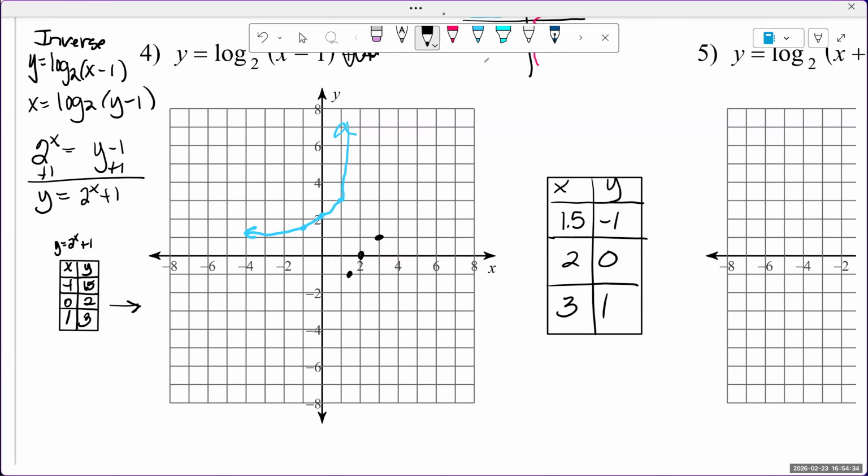So here we go. Instead of hugging the y-axis, it's going to hug the x-axis, and it's going to have a vertical asymptote. So there they are. If I just sketch the line y equals x, there's the reflection and there's the butterfly.